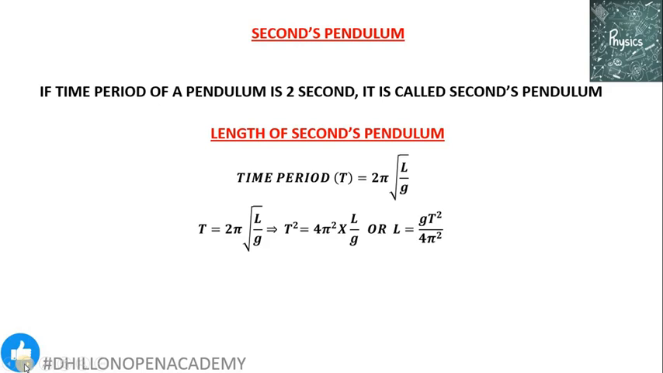If we square both sides and find the expression for L, it will be equal to g T squared over 4 pi squared. So substituting the values of g, T and pi, the value comes out to be almost 100 centimeters. So if we use a simple pendulum of length 100 centimeters, it will have time period 2 seconds, which will then be called a seconds pendulum.